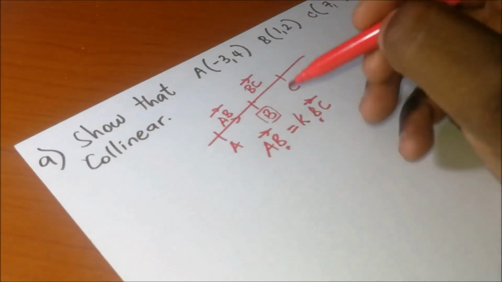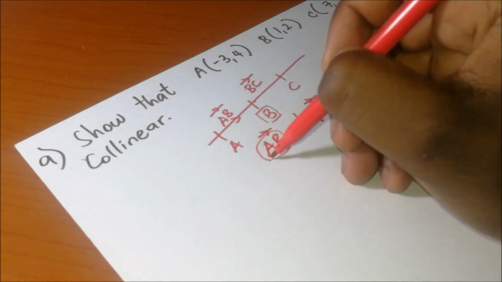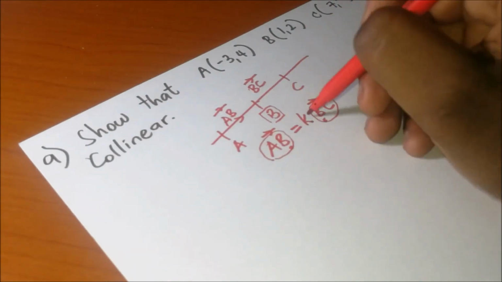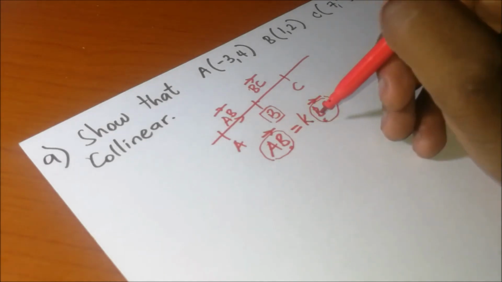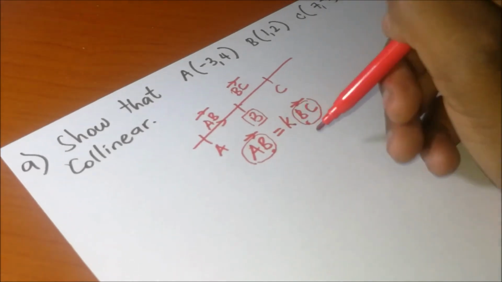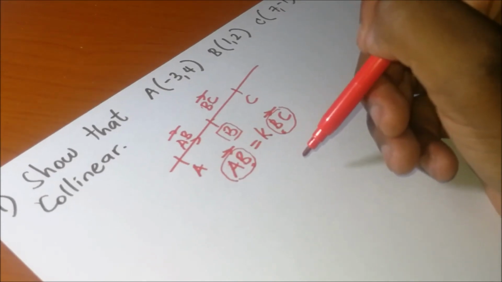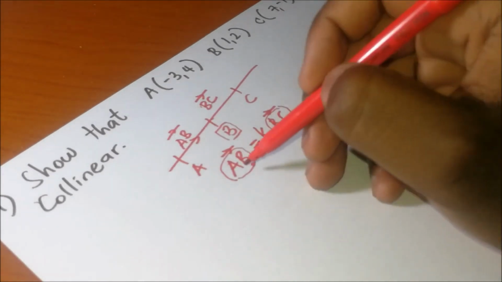So let's get to it. We are going to first find AB. Then after finding AB, we shall find BC. After finding BC, then we shall find the value of K, just like the way we had done previously. And then we'll be able to conclude in case everything adds up. So here we go. Let's find AB.